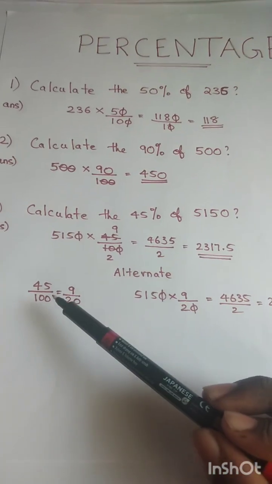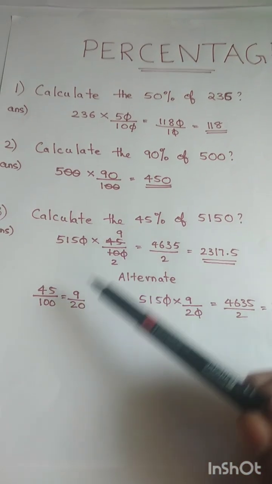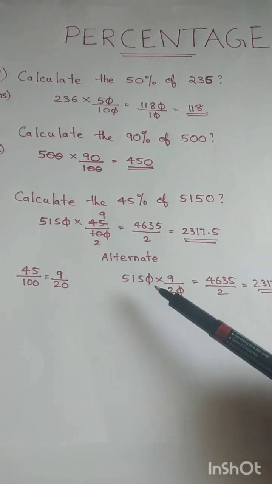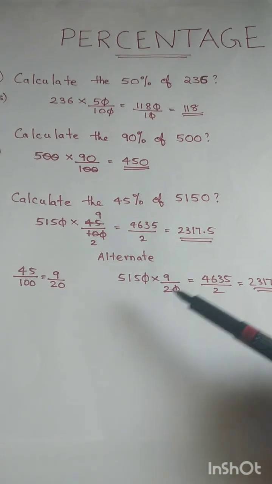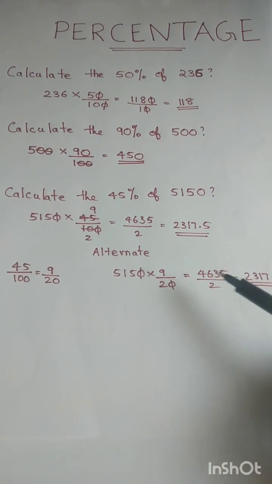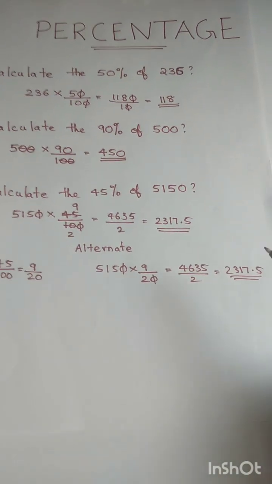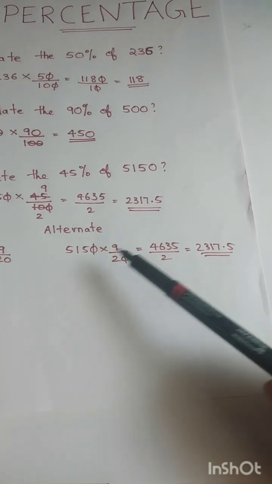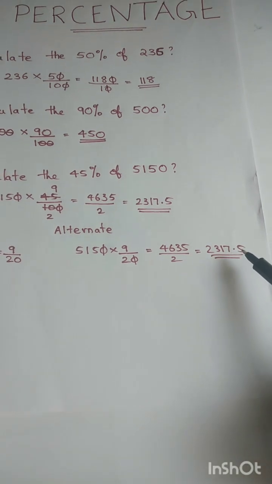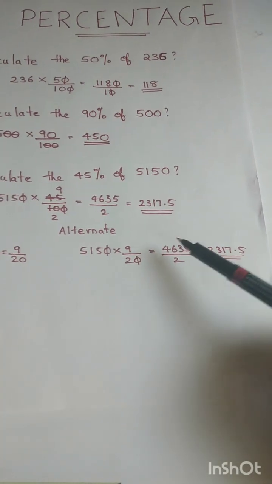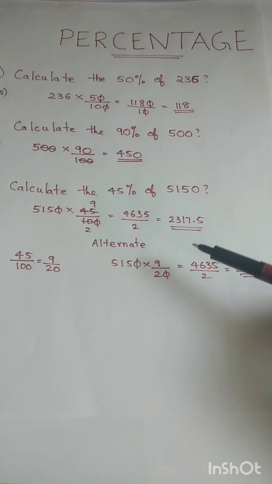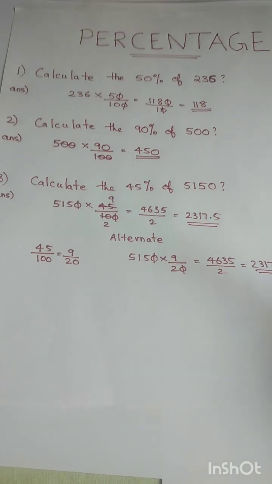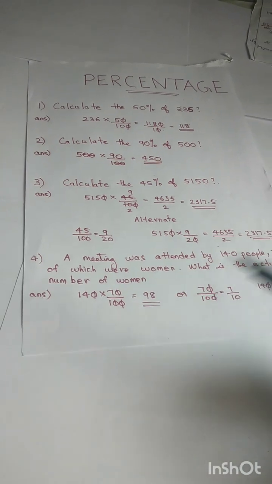So instead of putting 45 divided by 100 in this place, we put 9 divided by 20, and we would get the same answer. So 5150 into 9 divided by 20 would be 4635 divided by 2. The 0 would be cancelled out and the answer would be 2317.5. Both the steps are great, but I think the alternate method is a lot easier when compared to the basic method. Now we can do some real questions based on percentage.